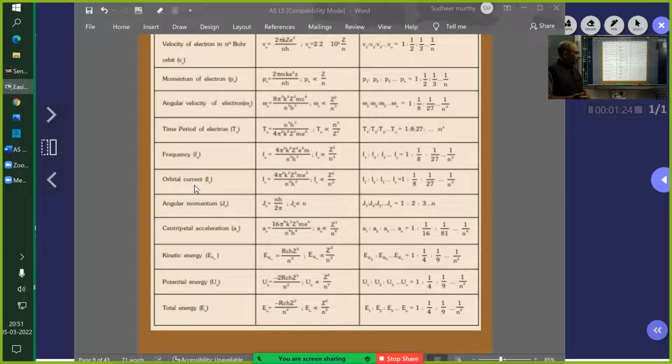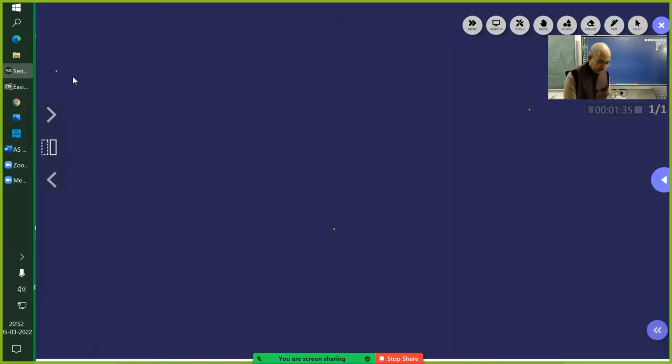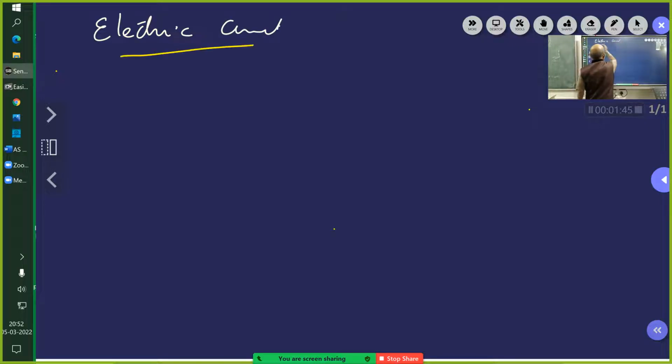Sir, the current produced when an electron revolves in an orbit. Excellent, excellent. That's all. See, now here, what is the concept of current? If you quickly tell me, then I can quickly summarize it and go on. Electric current. Time rate of flow of net charge. Excellent. So, in mathematical model, time rate of flow of net charges. I'll write it as I of t is equal to dq by dt.